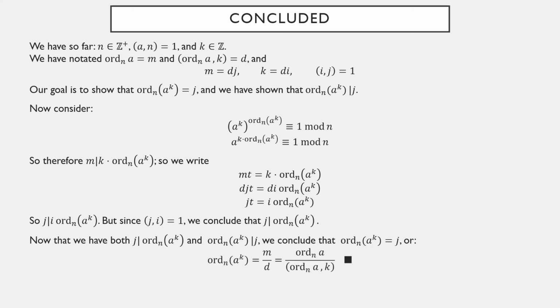In other words, the order mod n of a to the k is equal to the order mod n of a divided by the greatest common divisor of the order of a and the exponent that we raised a to.